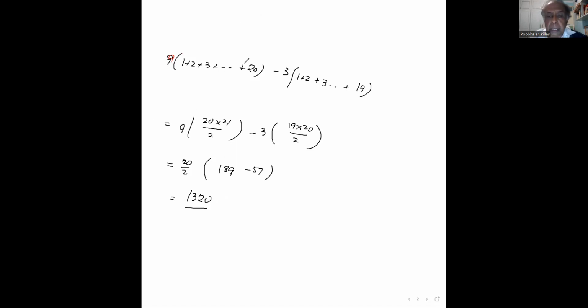Okay, so that is the number of lines that you have in a figure like this, which has got 20 layers. So the idea is to find the pattern, and this wasn't an easy problem.